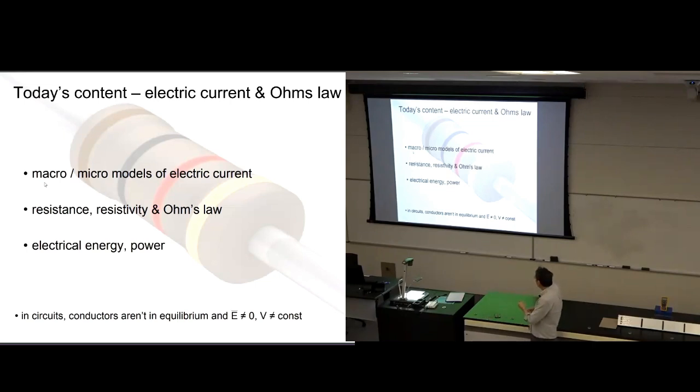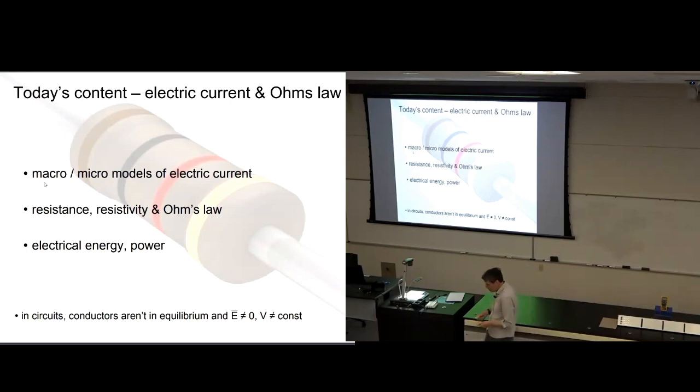I'll then talk about resistance, resistivity, and Ohm's law. These are all connected things, connected to electrical resistance of materials, substances. And then I'll talk about energy and power, joules and watts, energy and power in electrical circuits. And so we'll try and get through these 3 bullets.